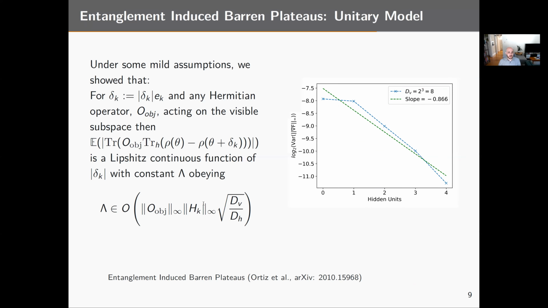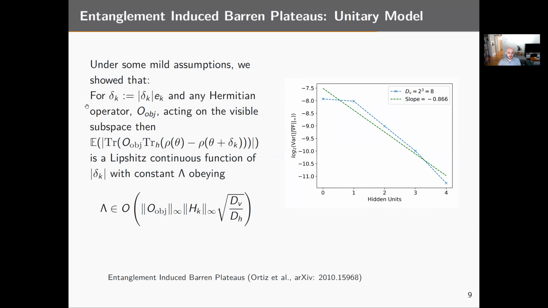So with that, we started to dive into what this result, or results like this, mean, and how we can use those results and apply them to the gradients of these models. And we managed to show that under some mild assumptions, we get exponentially vanishing gradients as we increase the number of hidden units.